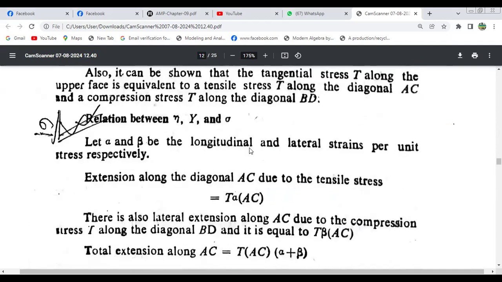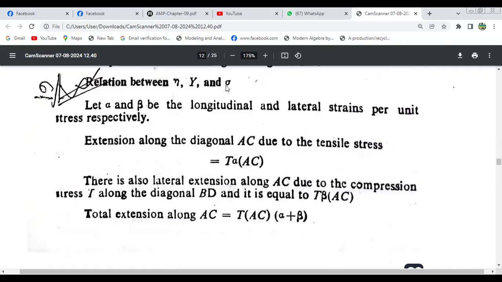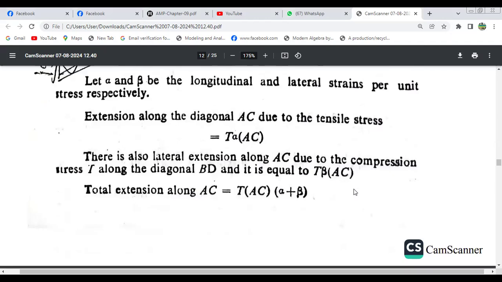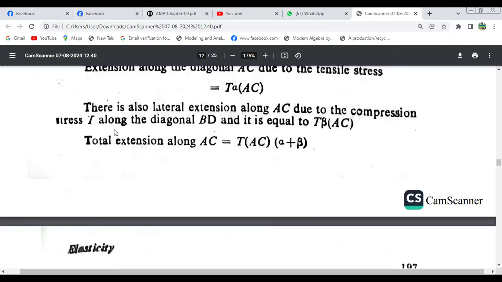Now the relation between eta, Y, and sigma. Let alpha and beta be the longitudinal and lateral strain per unit stress respectively. Extension along diagonal AC due to the tangential stress, that means T alpha AC. Sigma is the Poisson ratio. There is also lateral extension along AC due to the compression stress capital T along the diagonal BD. It is equal to T beta AC.